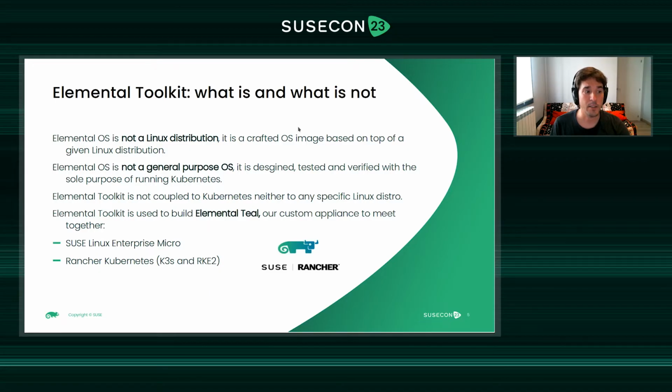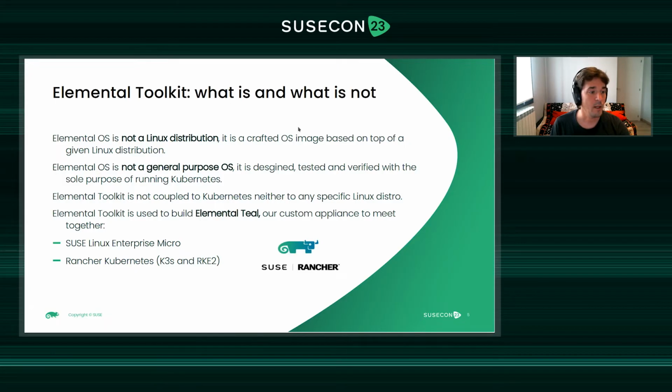Moreover, Elemental Toolkit is not coupled to Kubernetes, nor to any specific Linux distribution. In Elemental, we try to keep things simple, so the Elemental Toolkit is just the utilities to build a Linux OS. It has nothing to do with Kubernetes, and it is not tied to any specific Linux distribution because it just makes use of well and widely adopted Linux utilities, which are commonly available to any distribution out there.